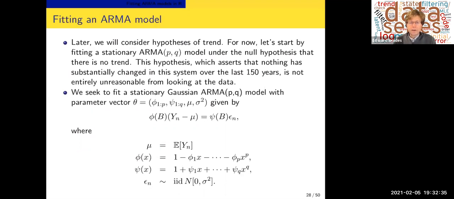And so we're going to fit a stationary Gaussian ARMA(p,q) model, and we're going to fit a mean mu. And so the model looks like this. phi(B) applied to Y_n minus mu is psi(B) epsilon_n. This is now the standard ARMA model, so there's not so much to be said about it. Mu is the expected value of Y_n in this model. phi(x) is the AR polynomial, psi(x) is the MA polynomial, and the epsilon is IID normal(0, sigma squared).